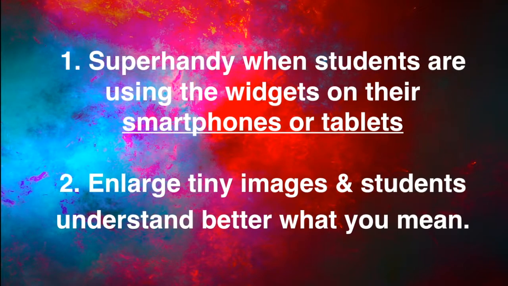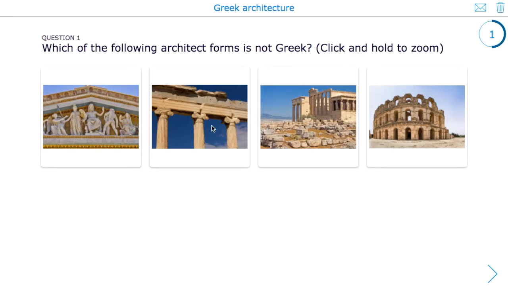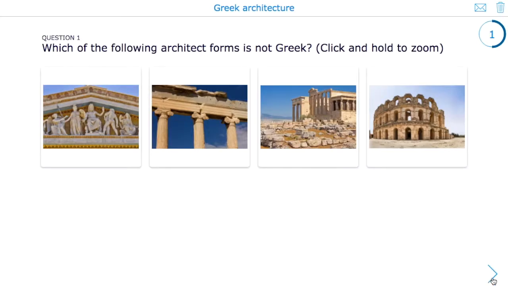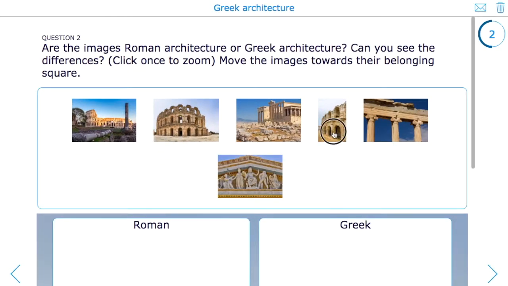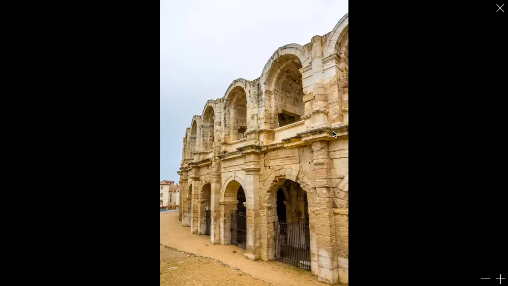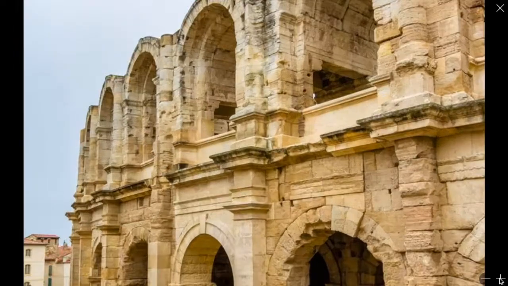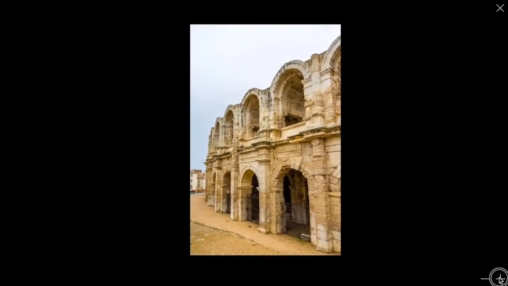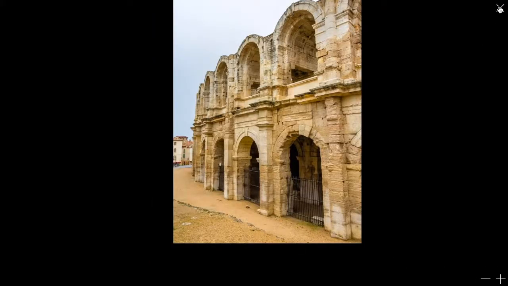Here's an example of a quiz. There are two ways to close up images: by clicking on the image and holding it, like here, and by clicking on the image once, like here. Students can zoom in and out on images by clicking on the plus and minus button in the lower right corner. Click on the X to go back.